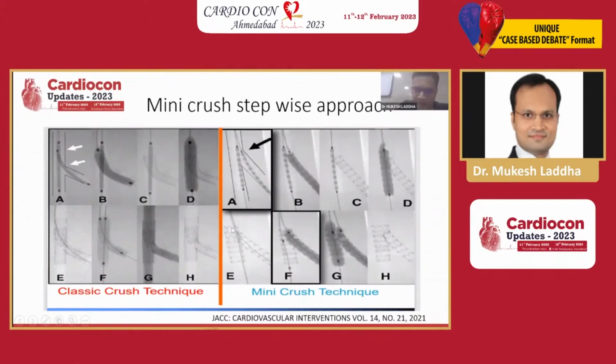And in the E, the LAD was rewired. Diagonal was rewired. And in the F, the diagonal was post-dilated well. In the G, the final kissing balloon. And lastly, this is the final result. So these are the steps of the mini crush, which one can easily remember.